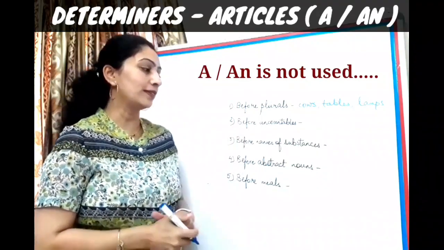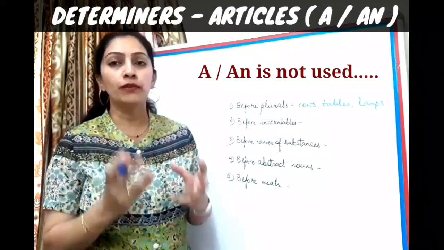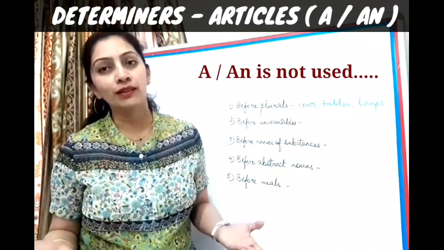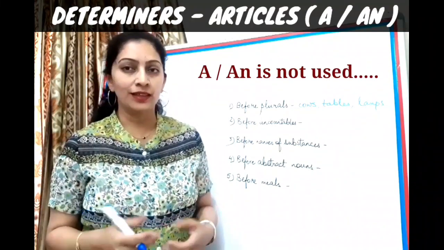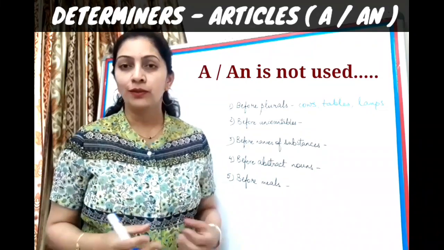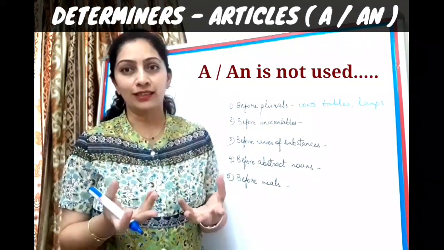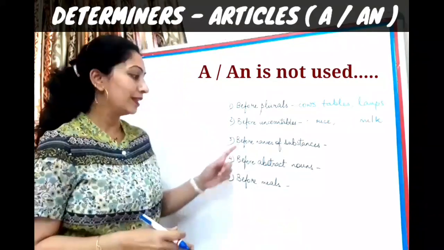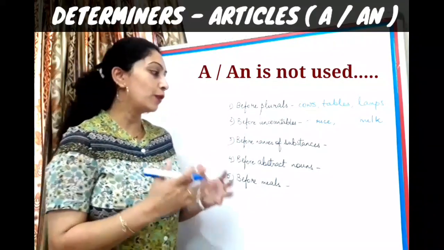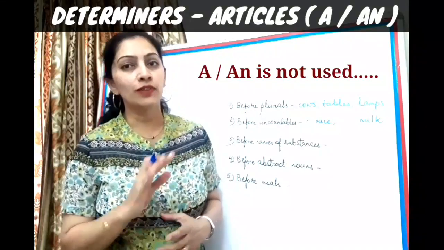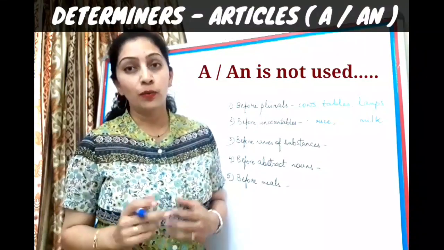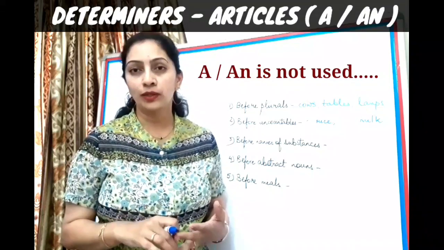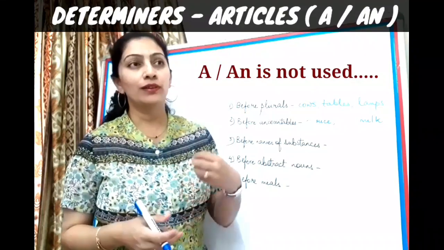The second rule says that it should not be used before uncountables. Things that cannot be counted one by one in numbers. For example, rice or quantity of water, or there is little rice, or there is a lot of rice, or there is much rice. The third rule says that before the names of substances we cannot use it. What could be the names of substances? Like silver, gold, copper, or glass.